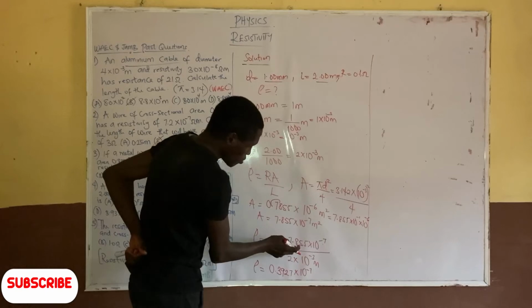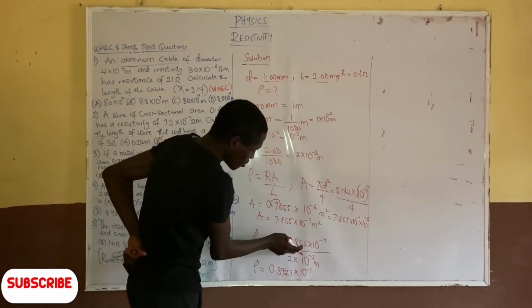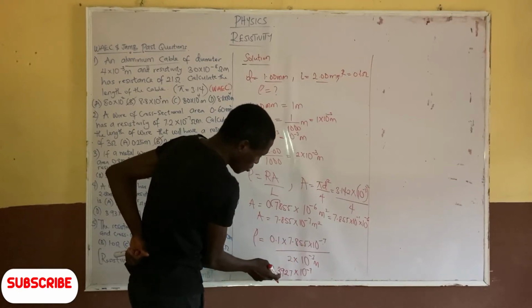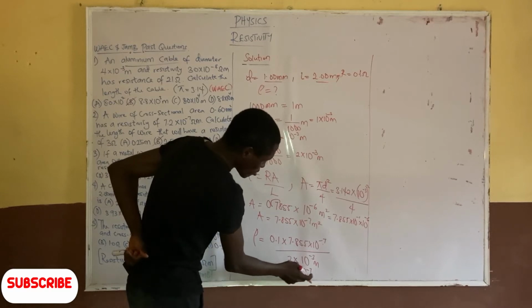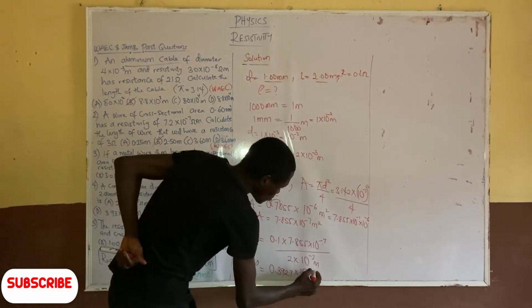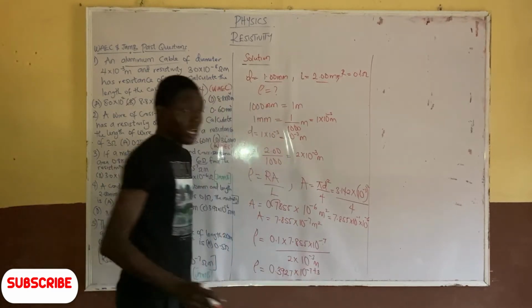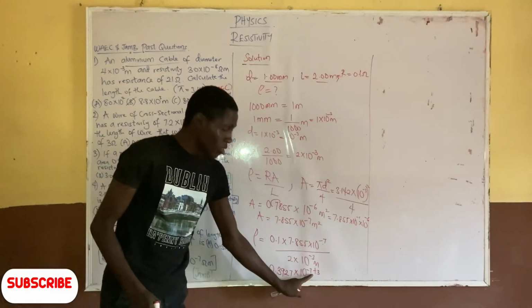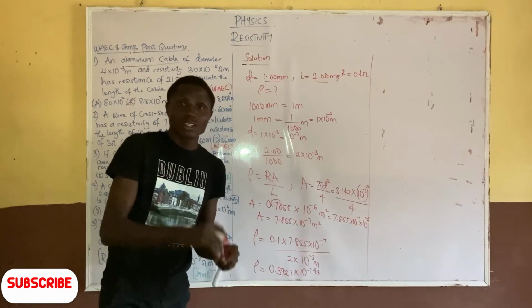So now we have the resistivity to be 0.1 times 7.855 divided by 2, which gives 0.3927 times 10 raised to the power minus 7. When this one comes up, it becomes plus 3. You can use your calculator, but when it comes to law of indices, you might not be able to use your calculator in JAMB.